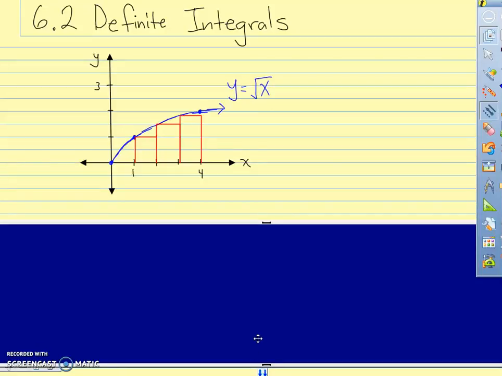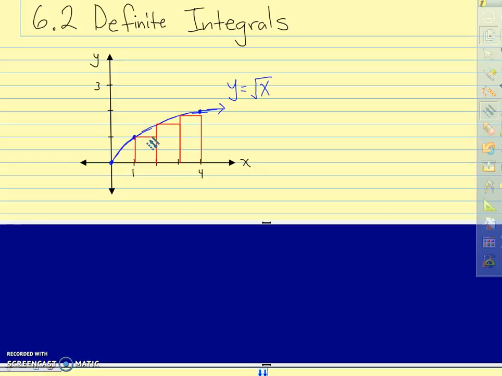In 6.2, you will be introduced to the definite integral, and I am going to use what you already know about Riemann sums to help introduce it. So take this graph for y equals radical x. Let's say we want the area underneath the curve of y equals radical x from x equals 1 to x equals 4. And I have three rectangles here.